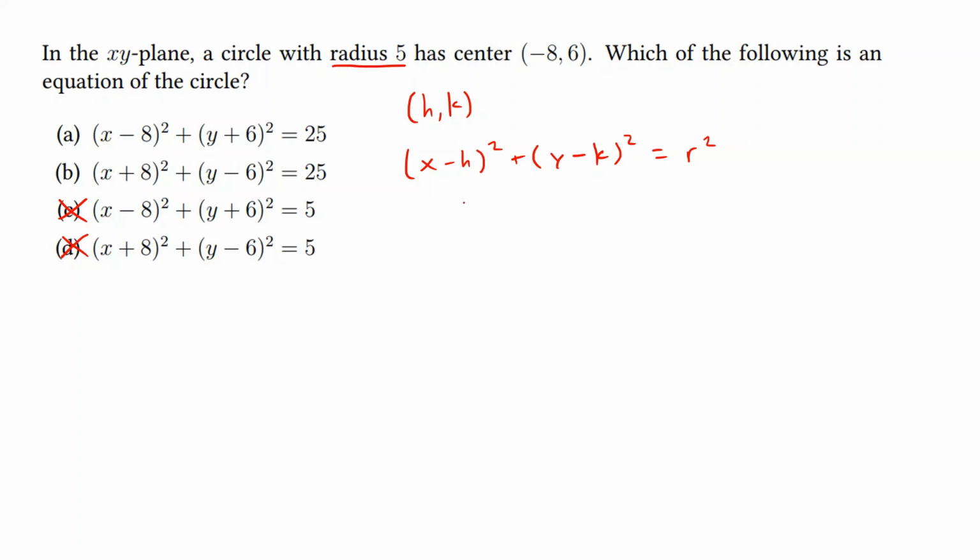Now, we need to accommodate, since we are subtracting the coordinates of the center. We're given the center of minus 8 and 6, which means we want x minus 8 squared plus y minus 6 squared equals 25.